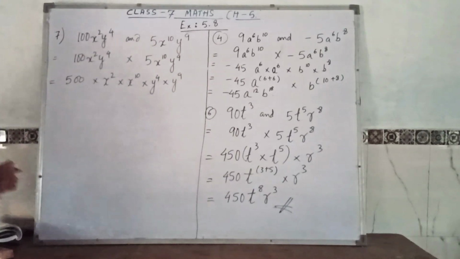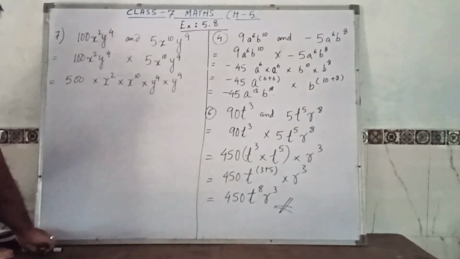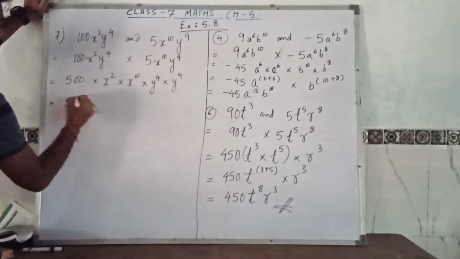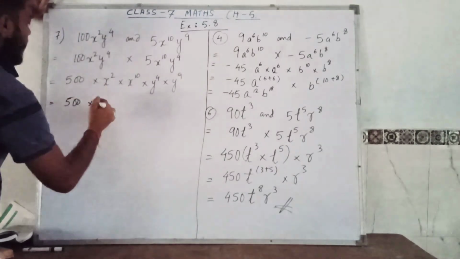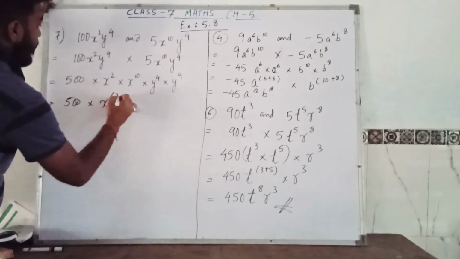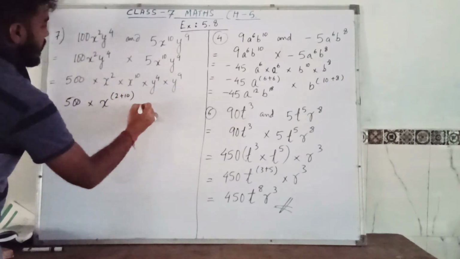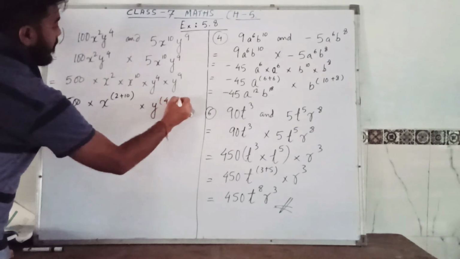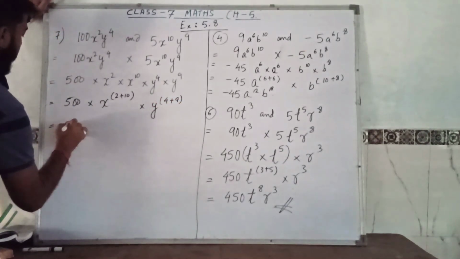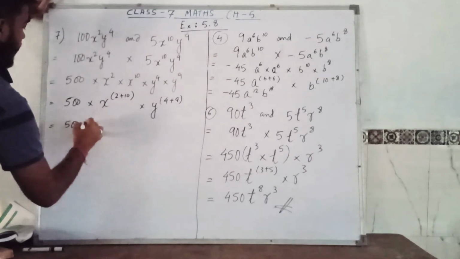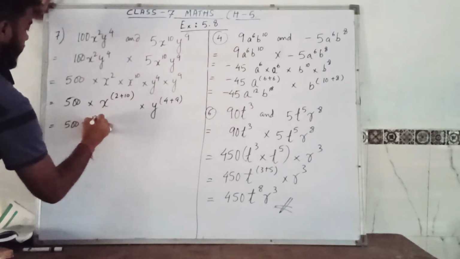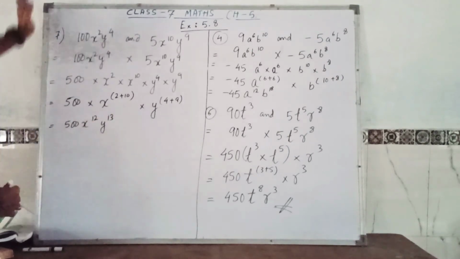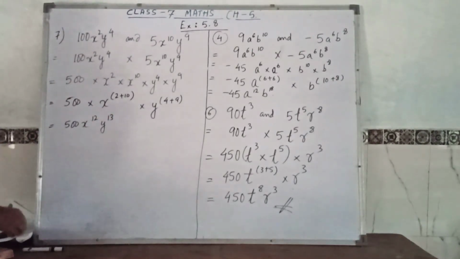So what happens here? 500 into, both the bases are same, what happens to the power? Add up, 2 plus 10 into, again, both the bases are same, what happens to the power? 4 plus 9. So you will get 500 x to the power how much? 12. Y to the power how much? 9 plus 4, 13. Okay, so this is number 7.